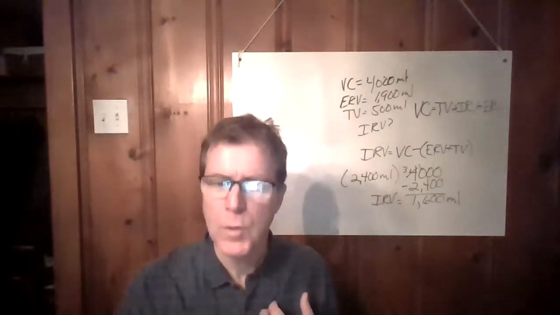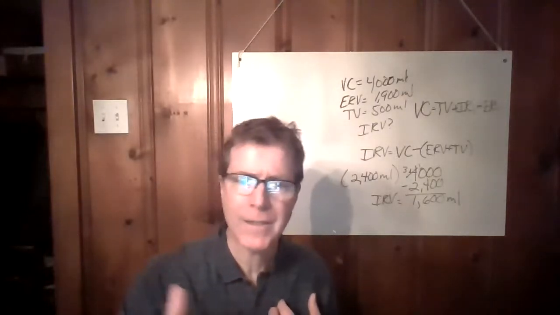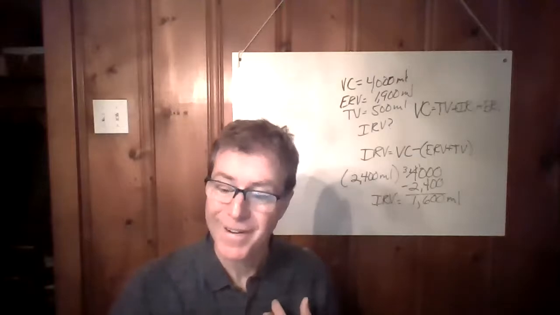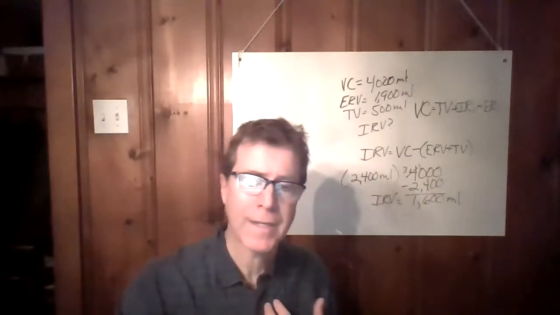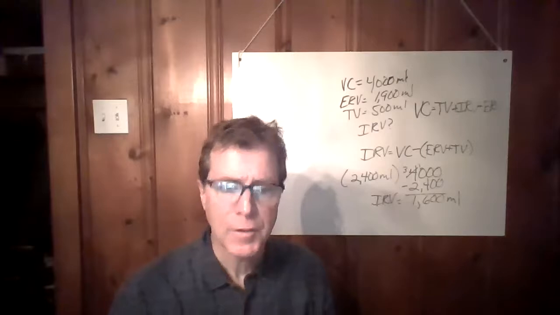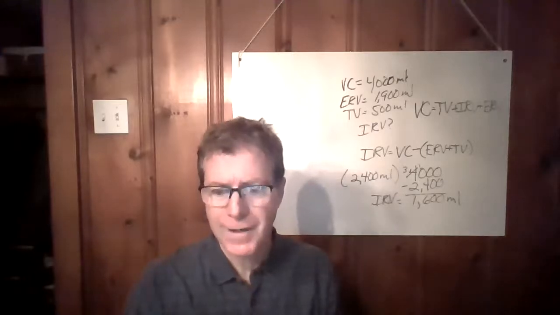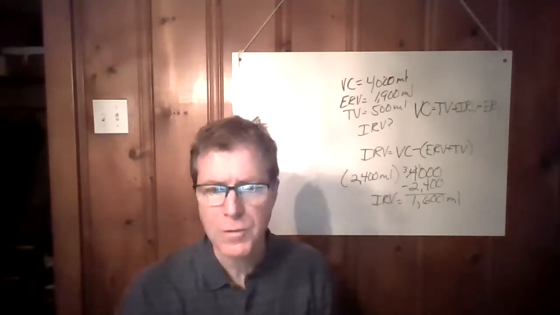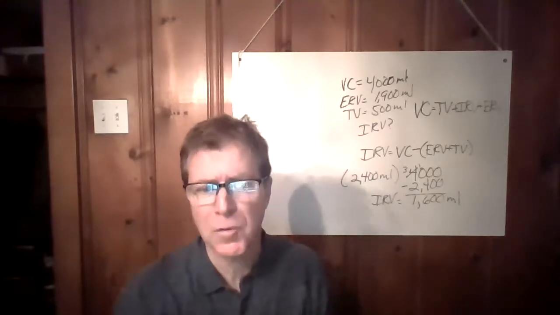So oxygen moves from the airspace into the blood because the pressure is higher in the airspace than it is in the blood. So oxygen moves into the blood. Likewise, the pressure of CO2 is higher in the blood than it is in the airspace, so CO2 moves out of the blood.